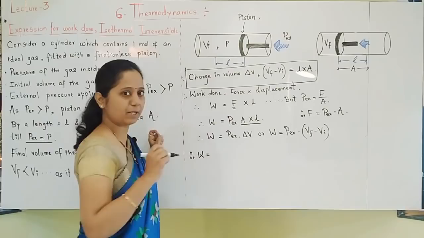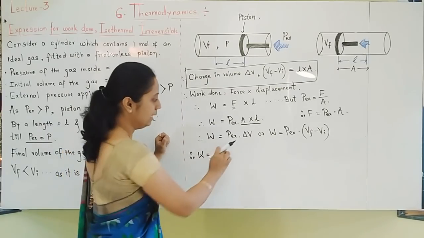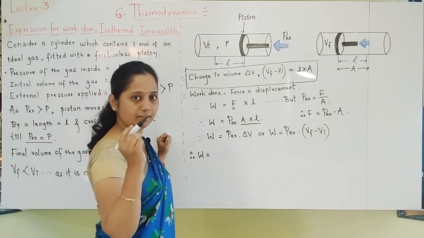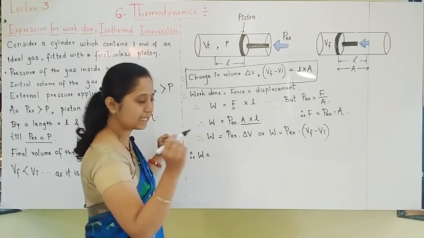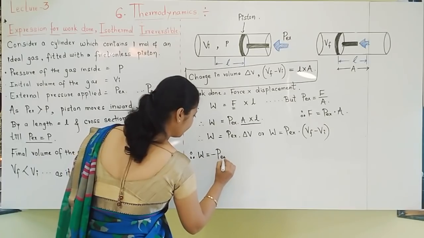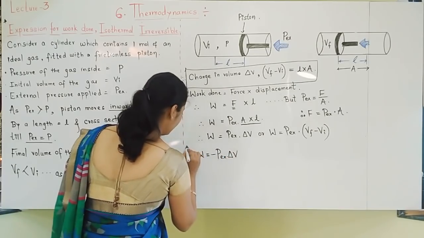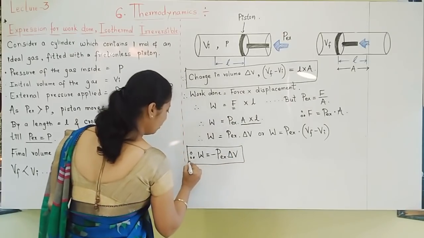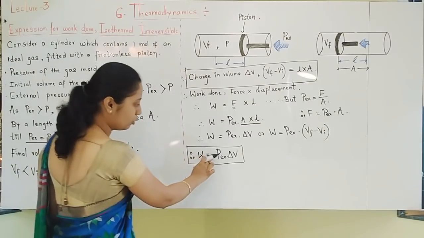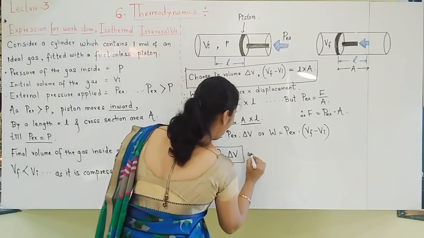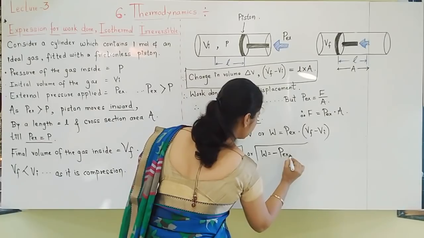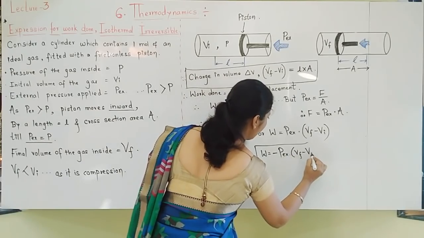So finally we got the expression for work done. What is the expression for work done? P into change in volume, P delta V. P external into delta V is our expression for work done. But for this expression, I will give the final touch by writing a minus sign. So our final answer is work done in an isothermal and irreversible process is equal to minus P external into delta V, or work done is equal to minus P external Vf minus Vi.